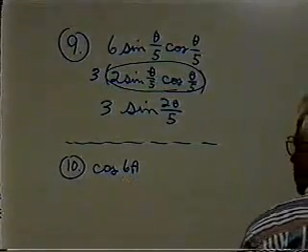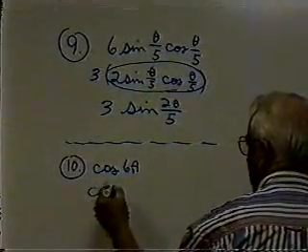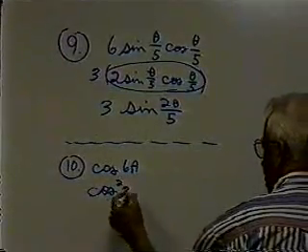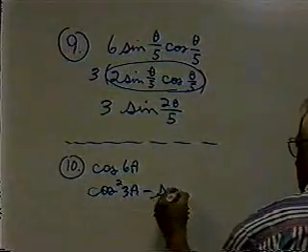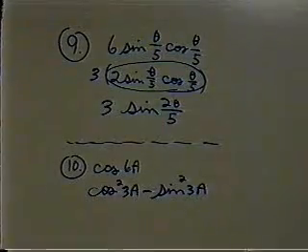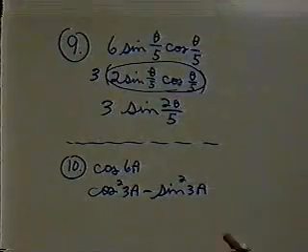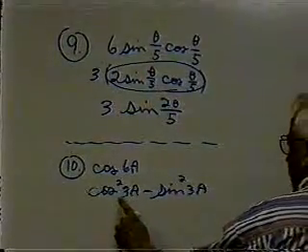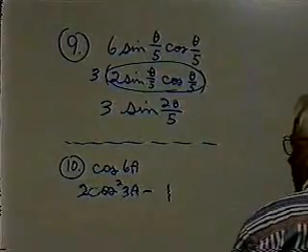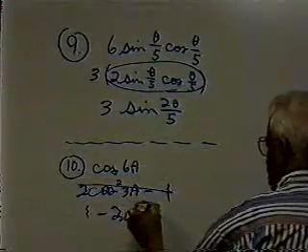So the cosine of 6a could be expanded to cosine squared of 3a minus the sine squared of 3a. All right, so we could have it like that. Of course, you realize that we could use the other two. We could have said 2 cosine squared minus 1, or we could have said 1 minus 2 sine squared of 3a.